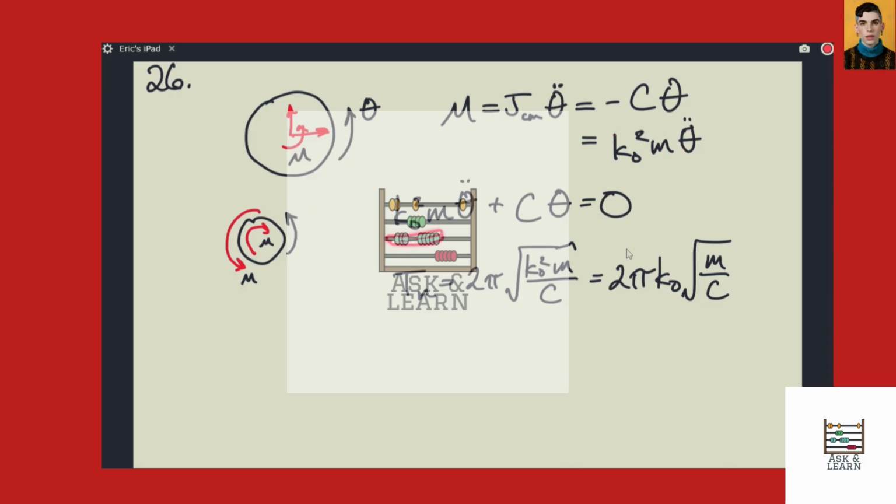and so in the end we get K0 squared M theta double dot plus C theta equals 0. Our natural period is then 2 pi times the square root of K naught squared times M over C, or 2 pi times K naught times the square root of M over C, where C is our torsional spring constant. And this would have units of Newton meters per radian, or force length divided by radians, depending on what units you're in.